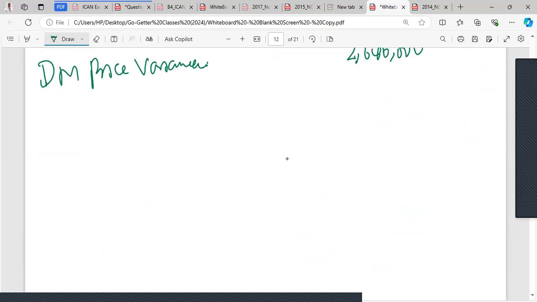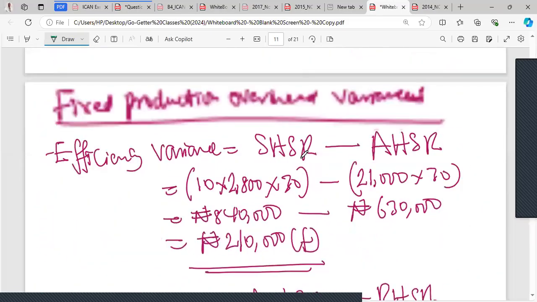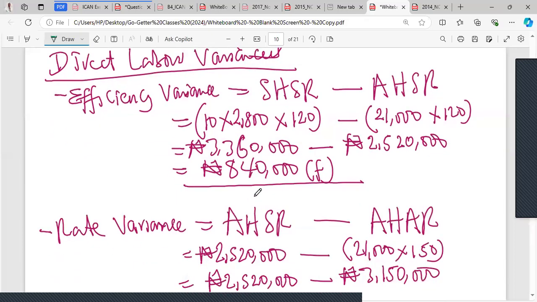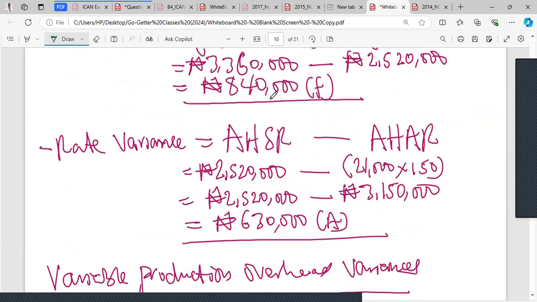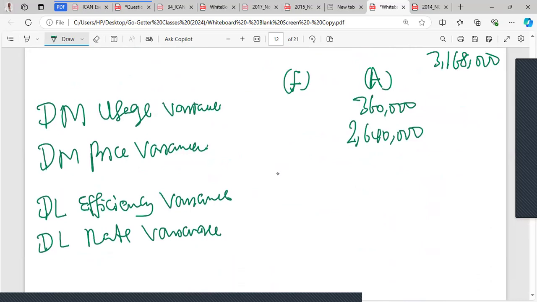All right, so I will now go to labor: direct labor efficiency variance, direct labor rate variance. Let me see if I can pick the two. Efficiency 840 favorable, rate 630. 840 is favorable, 630 is adverse. 840, 630. Right?